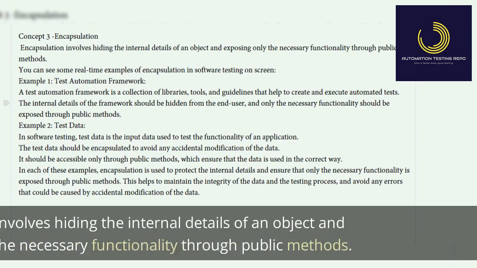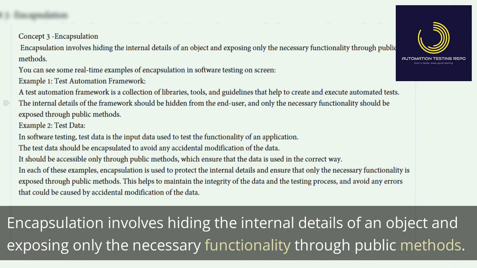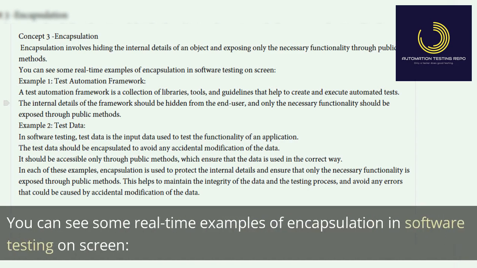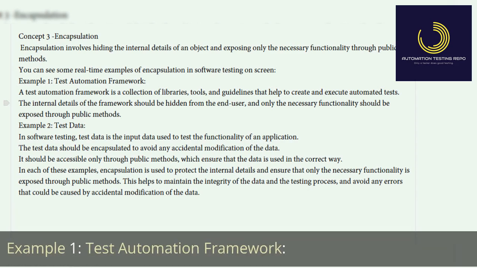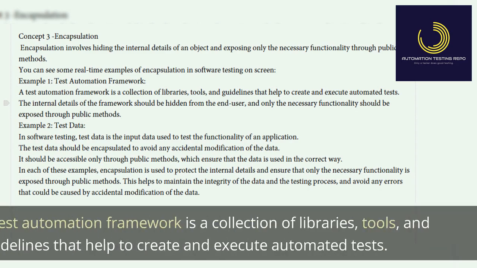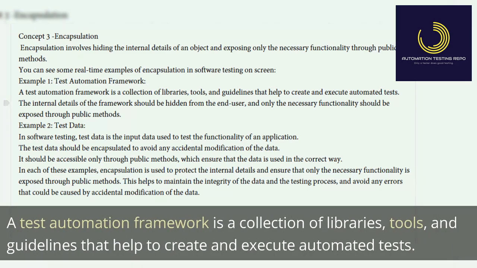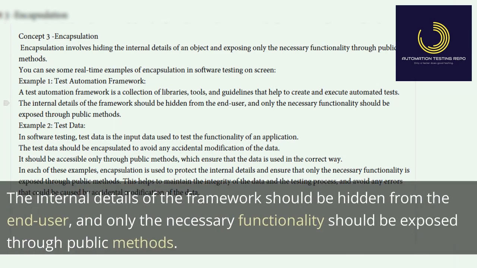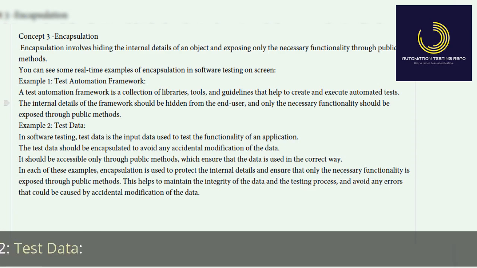Concept 3. Encapsulation. Encapsulation involves hiding the internal details of an object and exposing only the necessary functionality through public methods. You can see some real-time examples of encapsulation in software testing on screen. Example 1. Test Automation Framework. A test automation framework is a collection of libraries, tools, and guidelines that help to create and execute automated tests. The internal details of the framework should be hidden from the end user, and only the necessary functionality should be exposed through public methods.